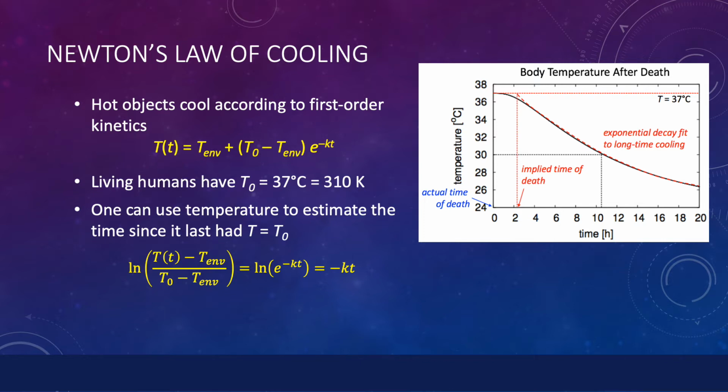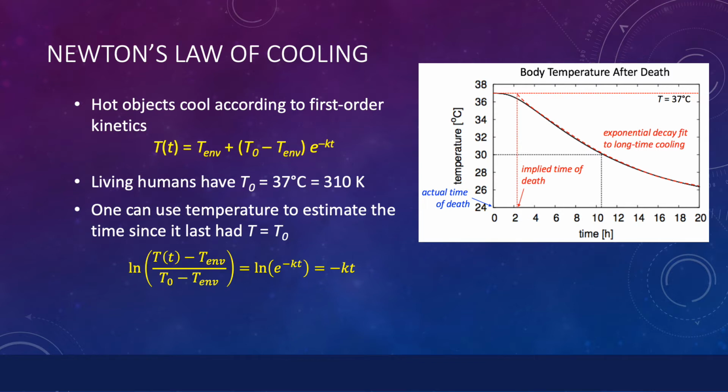All I've done in this next equation is simply take the top equation and solve it for kt. You can imagine if we subtracted T environment from both sides, we'd have T of t, temperature as a function of time, minus T environment, and then divide that by T0 minus T environment, and that would equal the exponential e to the minus kt.